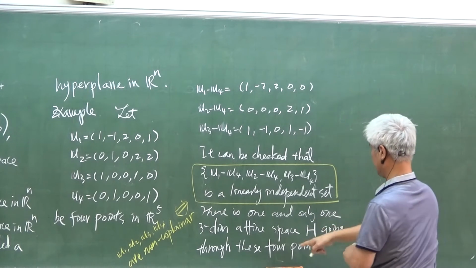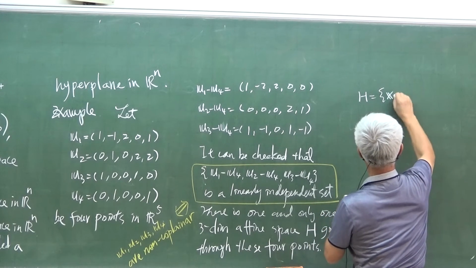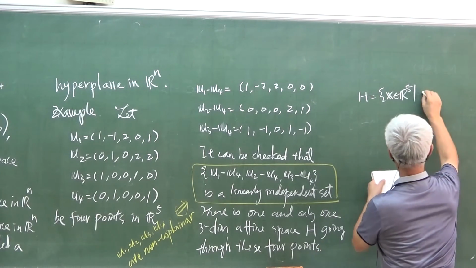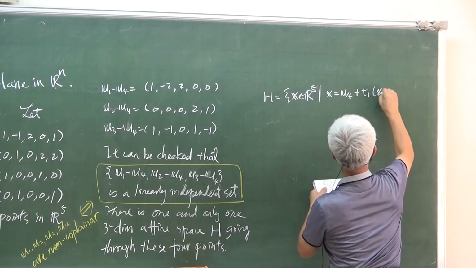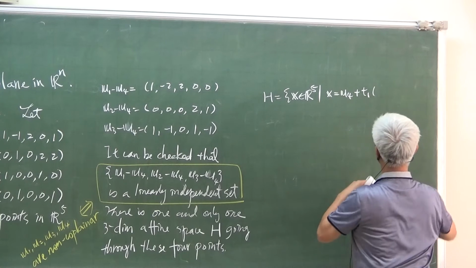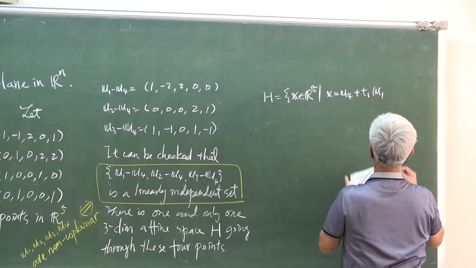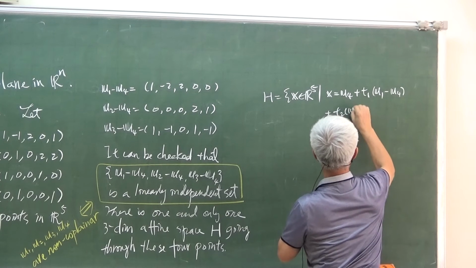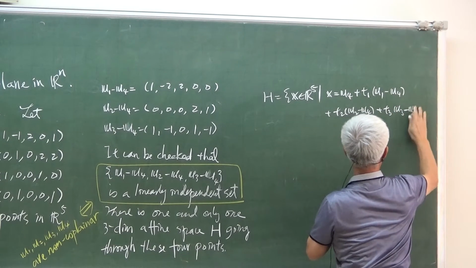Okay, and so the 3-dimensional affine space is U4 plus P1, which one? It's U1 minus U4, plus P2, U2 minus U4, plus P3, U3 minus U4.